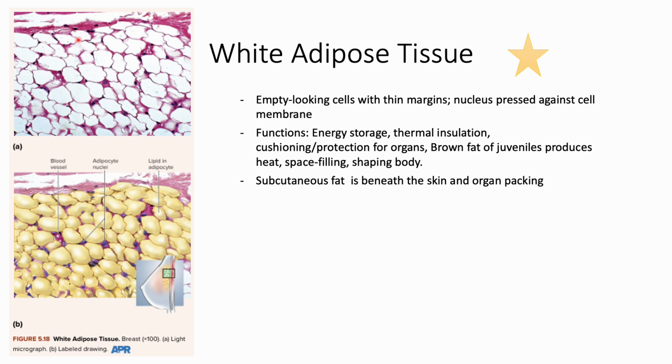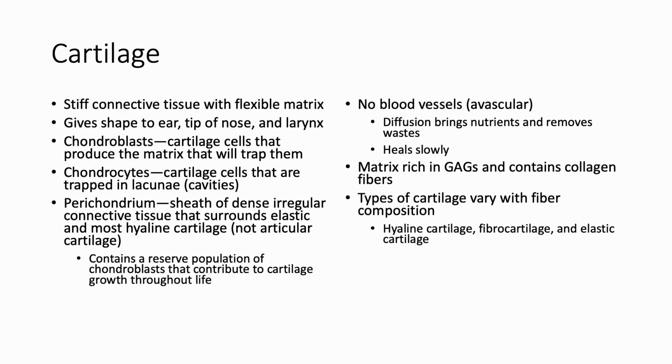So here we see white adipose tissue. It looks like empty-looking cells. The nuclei are compressed against the periphery of the cell, but this looks like chicken wire. This is white adipose tissue. Next, we have cartilage. We saw cartilage. Cartilage is a stiff connective tissue with a flexible matrix. It gives shape to the ear, the tip of the nose, and the larynx.